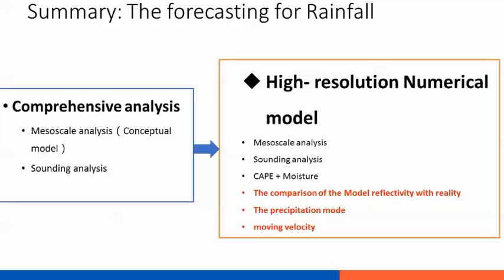After analyzing the model, we do mesoscale analysis and sounding analysis of the environmental conditions, moisture, and the trend of moisture advection for heavy rain. We also pay more attention to the precipitation mode and the moving speed of the rain cluster. It is important for model users to know that in general, all numerical weather prediction models are least skilled at forecasting precipitation, but with the development of technology, we can use multi-high-resolution model integration to get the best forecast in heavy rain.